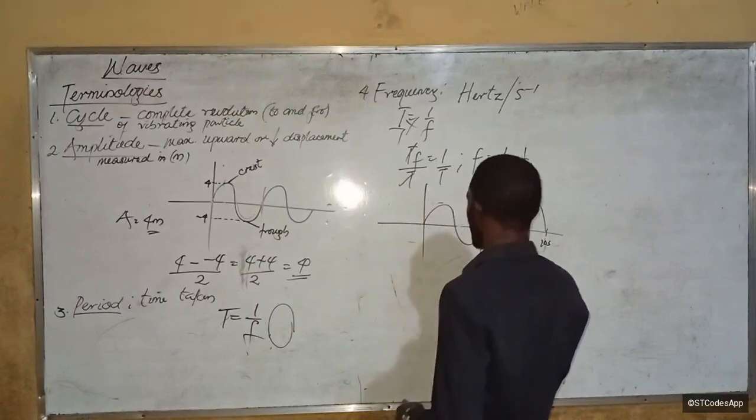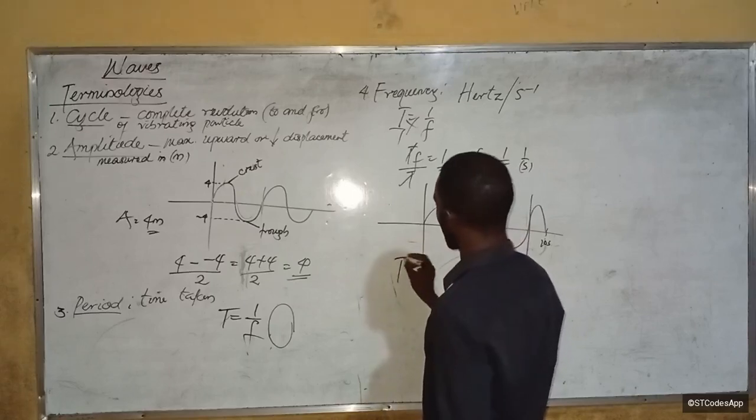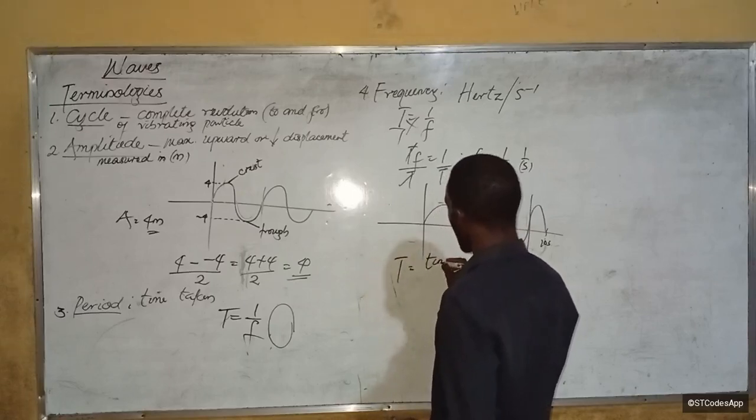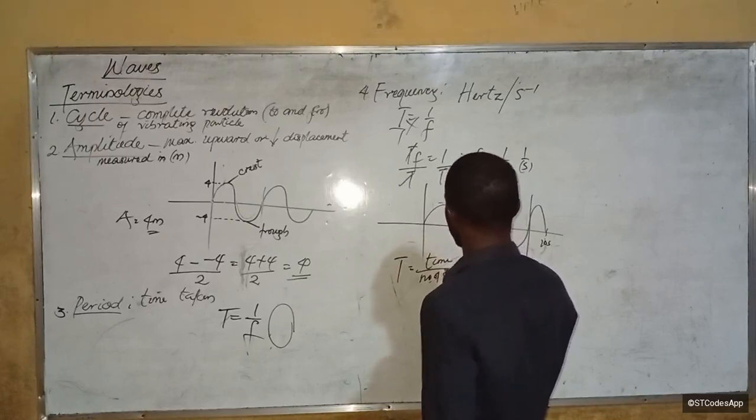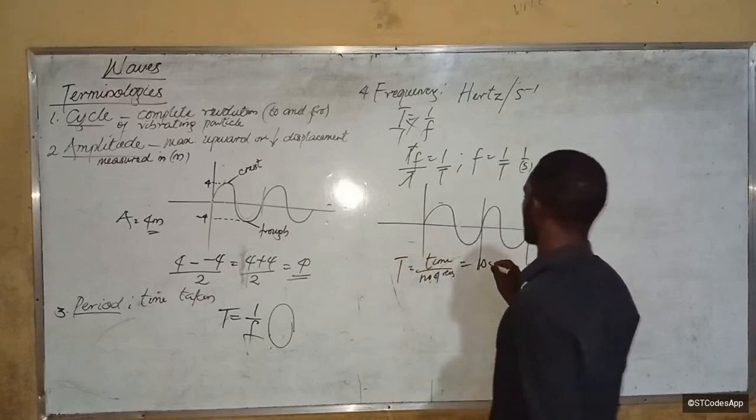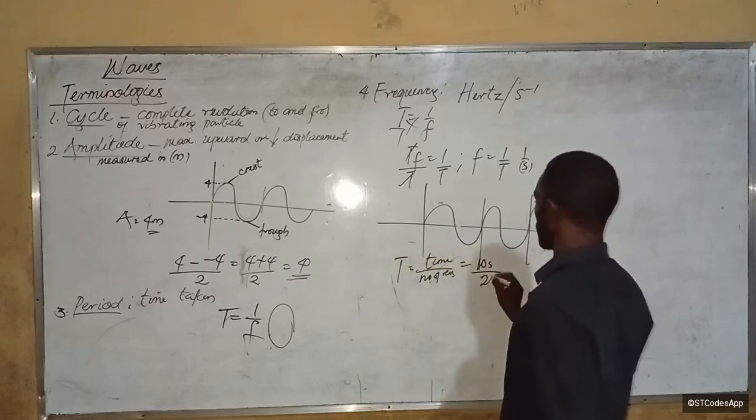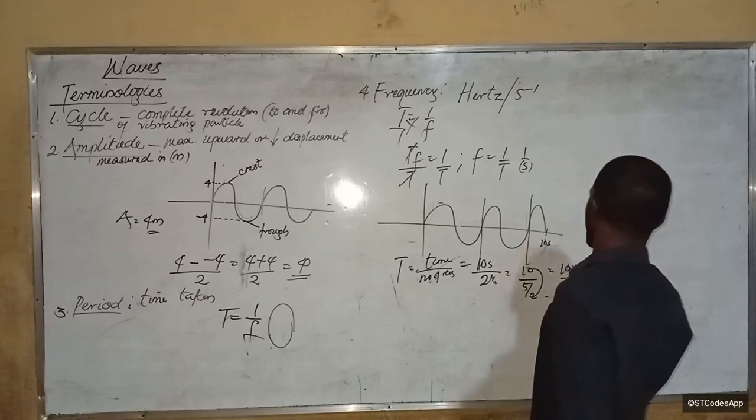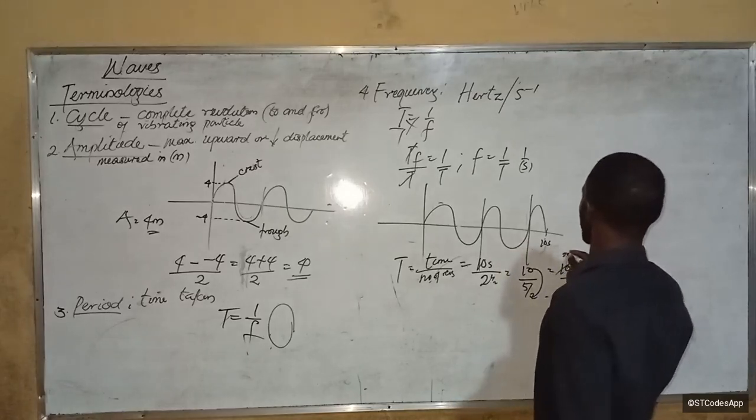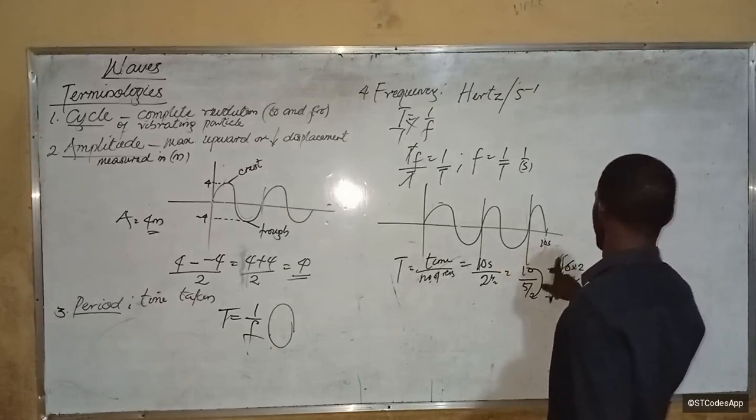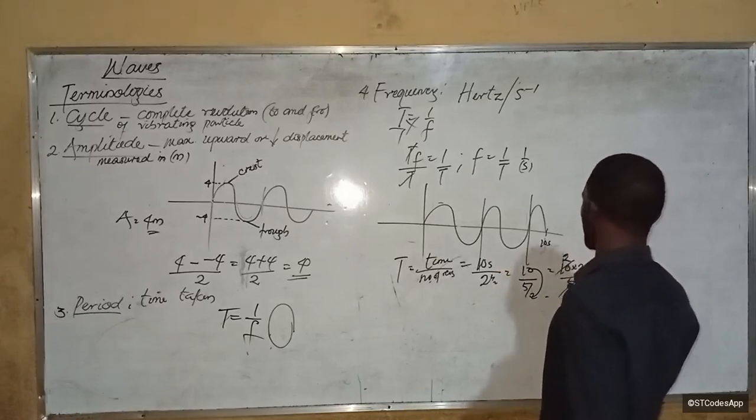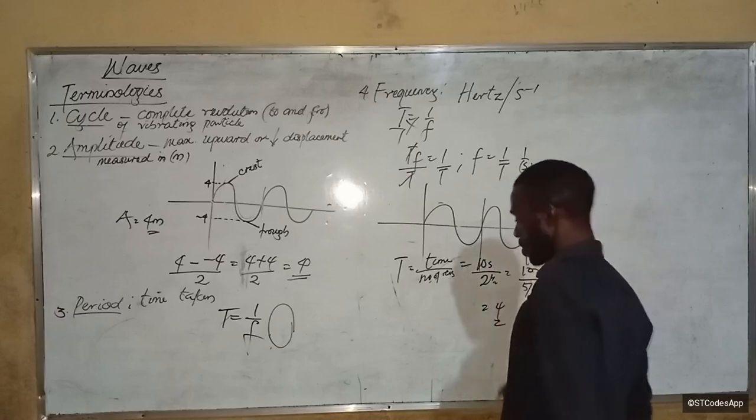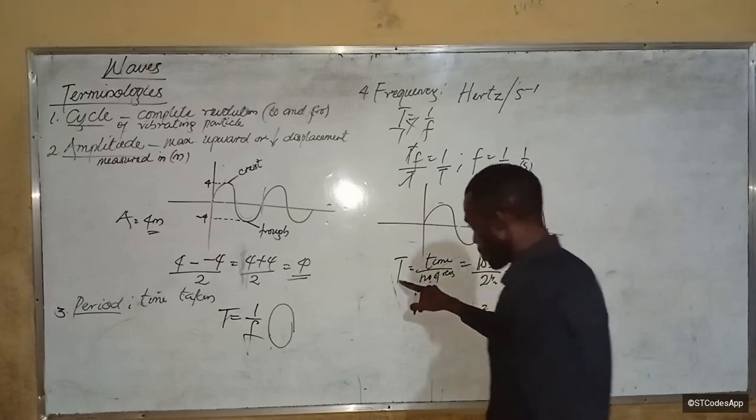So this is all you do. Let's find the period. Period T is time over number of waves. So what's the time here? 10 seconds over 2.5 revolutions. So that becomes 10 over 5 over 2, which is 10 times 2 over 5. That's 4. Is that okay? 4 seconds is the period.